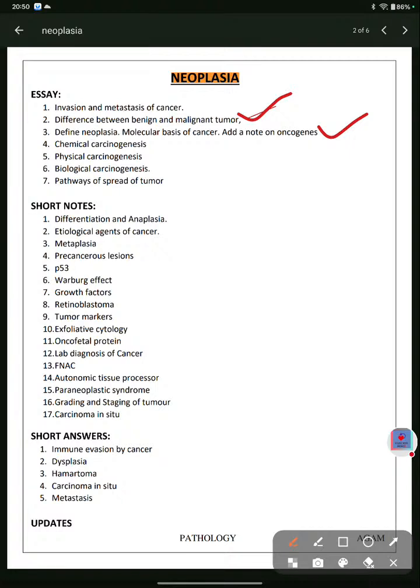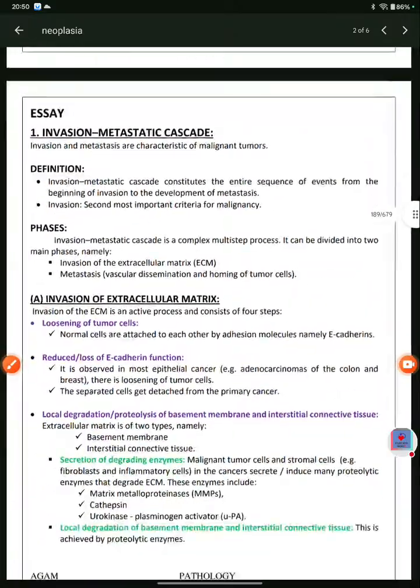Tumor suppressor, chemical, physical, and biological carcinogens, pathways of spread of tumor, modes of spread of tumor, and tumor suppressor genes, tumor markers, retinoblastoma, Warburg effect, P53, and we'll be talking about paraneoplastic syndrome. Okay, let's begin.